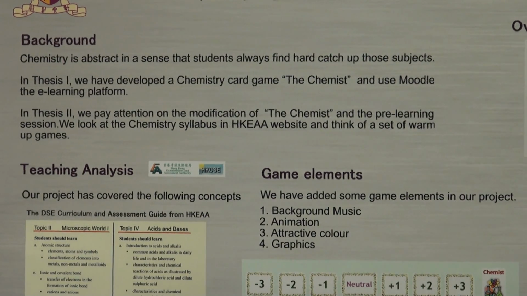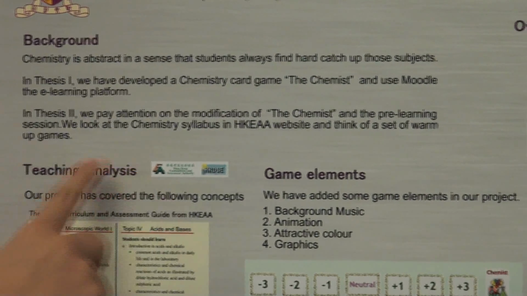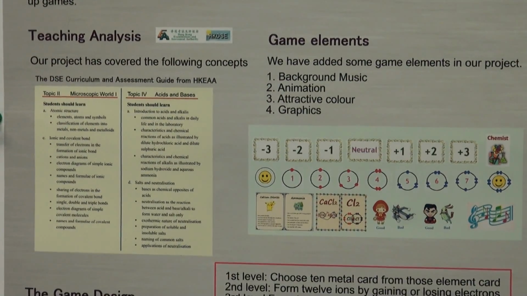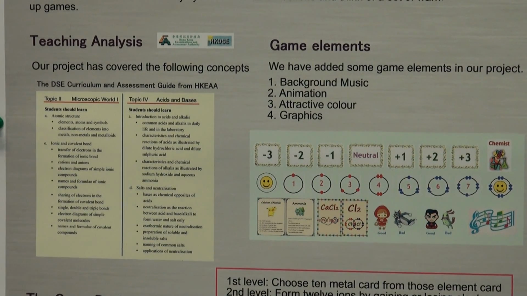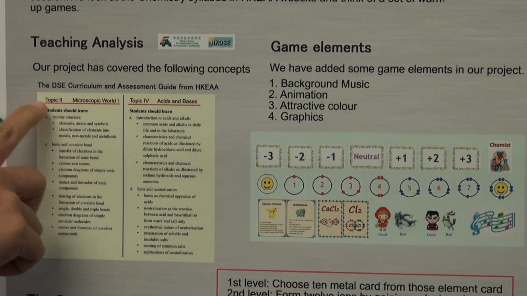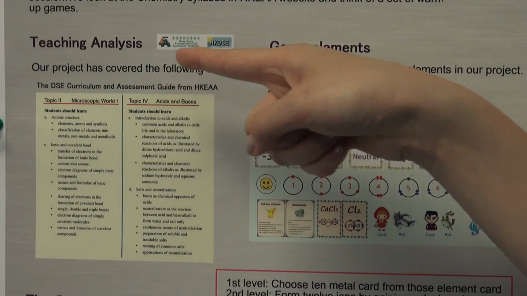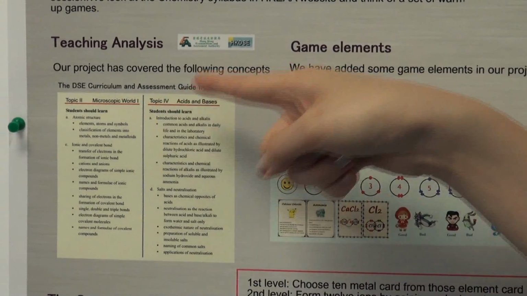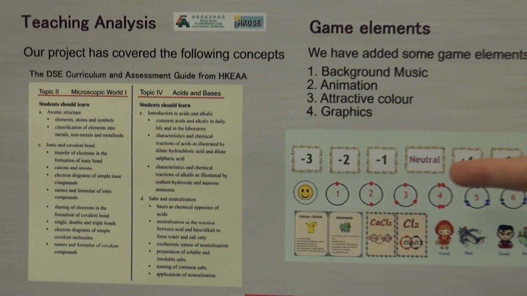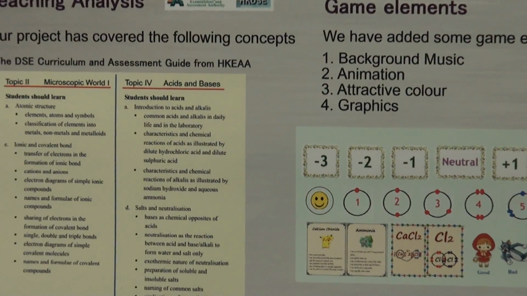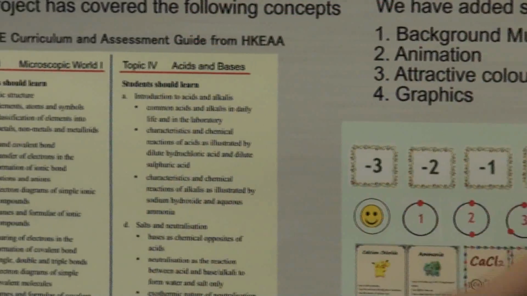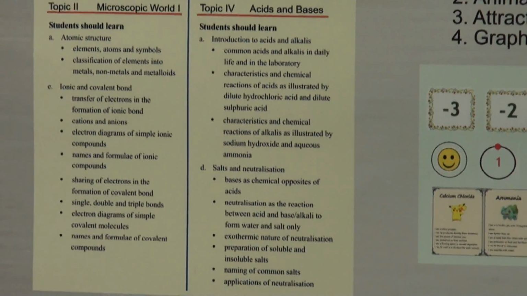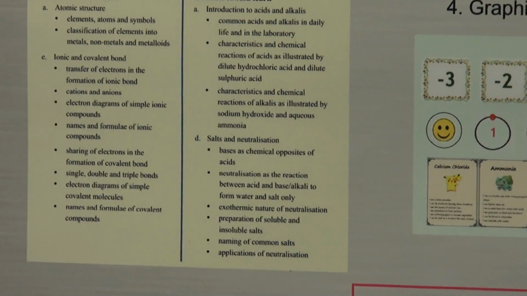We will conduct the teaching analysis first. From the HKEAA website, the assessment guide of chemistry, we choose the modules of this syllabus. And we have already chosen atomic structure, ionic and covalent bond from microscopic world 1, and the neutralization from acids and bases. So in our project, these topics will be covered in our game, so students can learn and have a brief understanding of these topics.